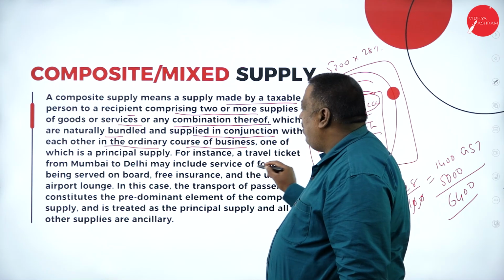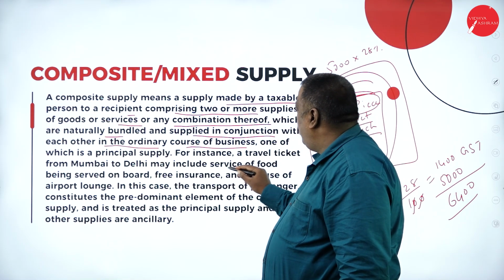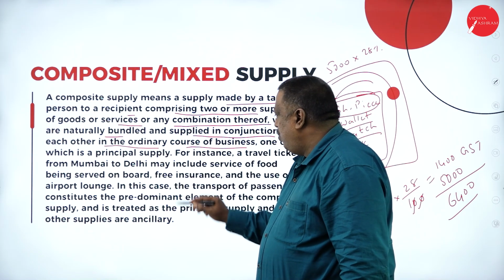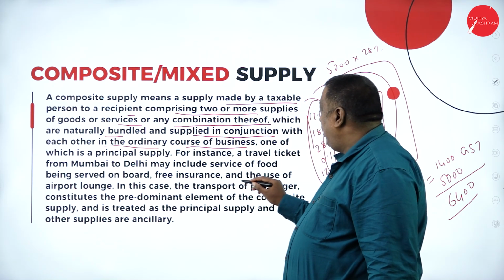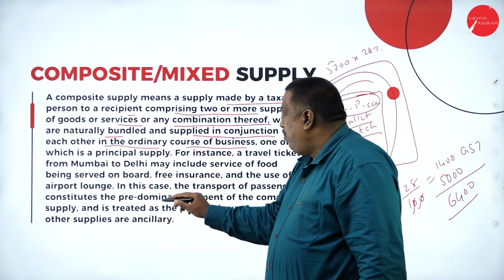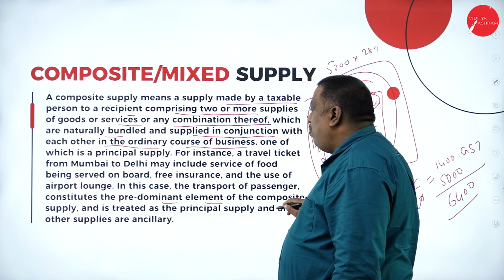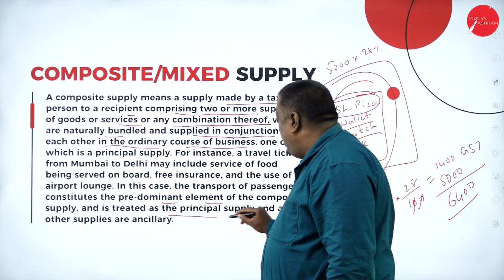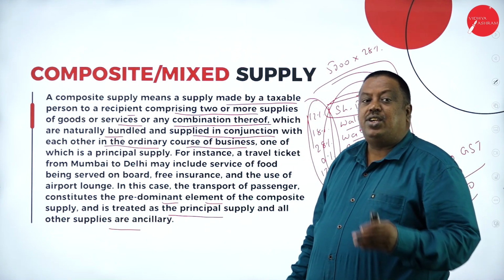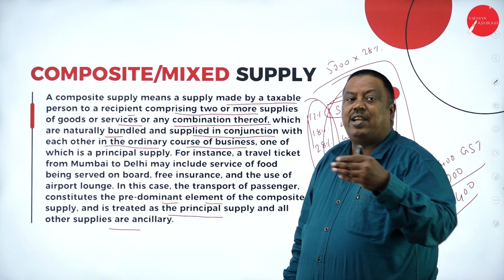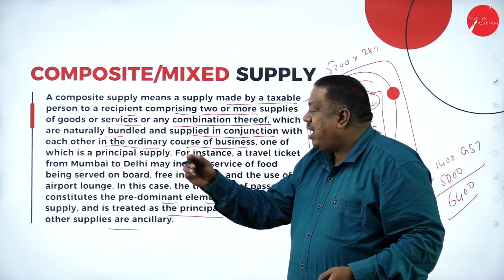For instance, a travel ticket from Mumbai to Delhi may include service of food being served on board, free insurance and the use of airport lounge. In this case, the transport of passengers constitutes the predominant element of the composite supply and is treated as the principal supply and all other supplies are ancillary. Those are additional things, whatever benefits are given for the person who is traveling.